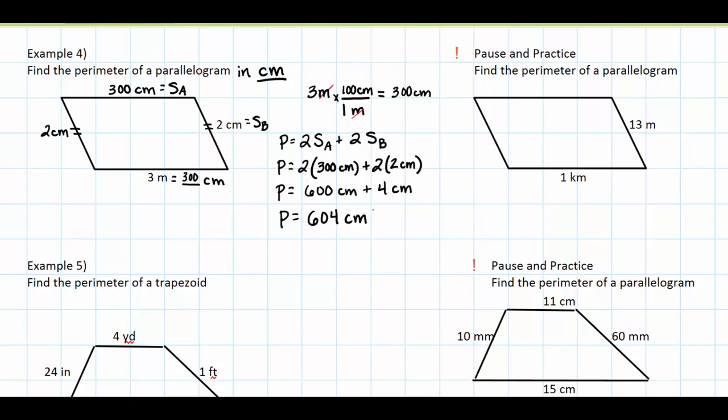What if we wanted to convert back to meters? We found the perimeter in centimeters, but what if we wanted the perimeter in meters? So we would just take 604 centimeters and multiply that by the ratio of centimeters to meters. 100 centimeters to 1 meter. So the centimeters would divide away. 604 divided by 100 is 6.04 meters.